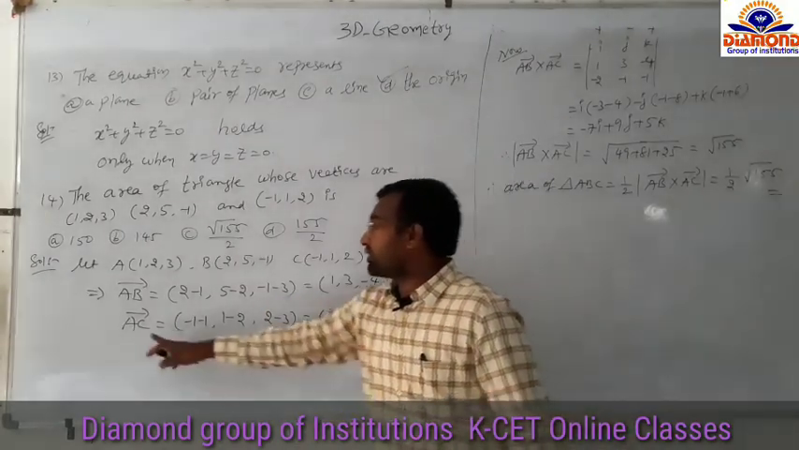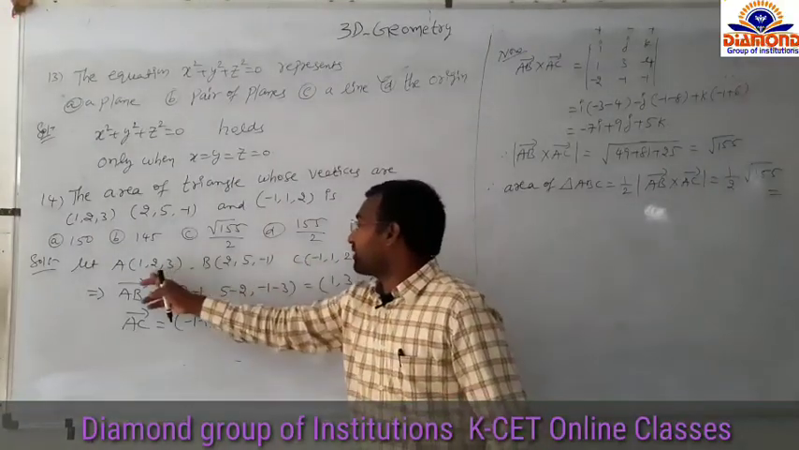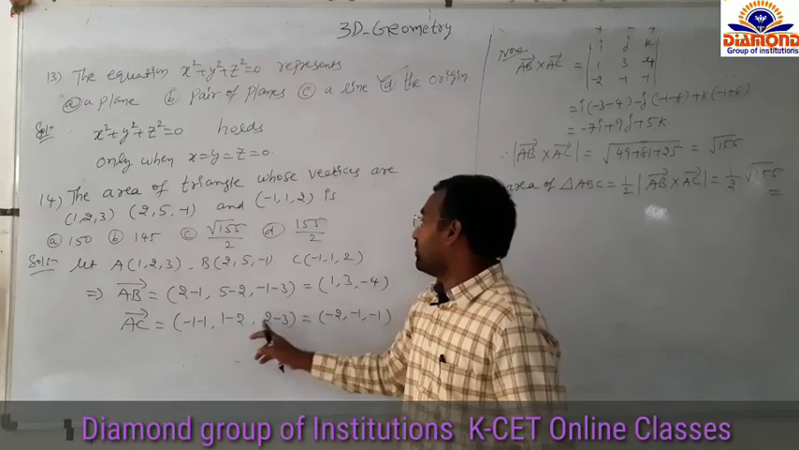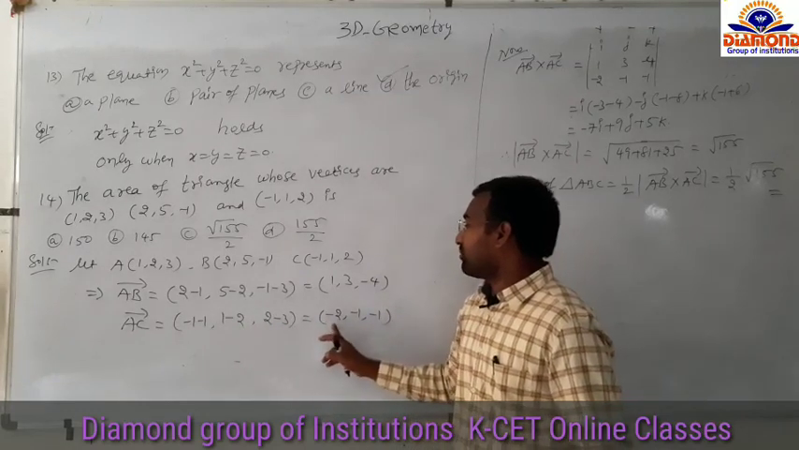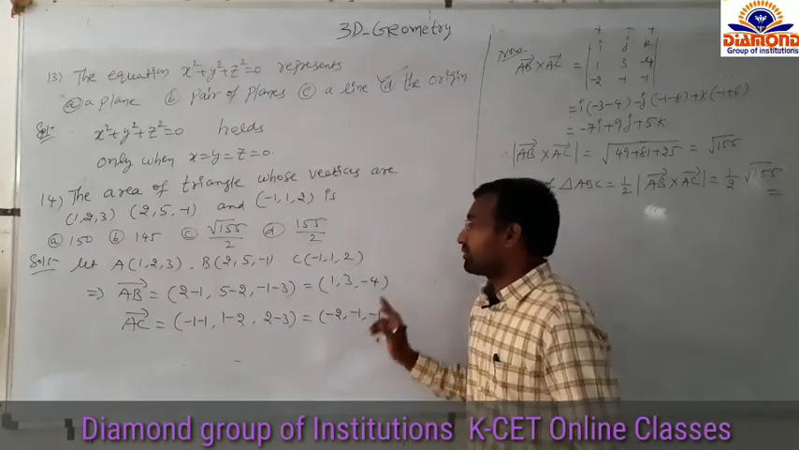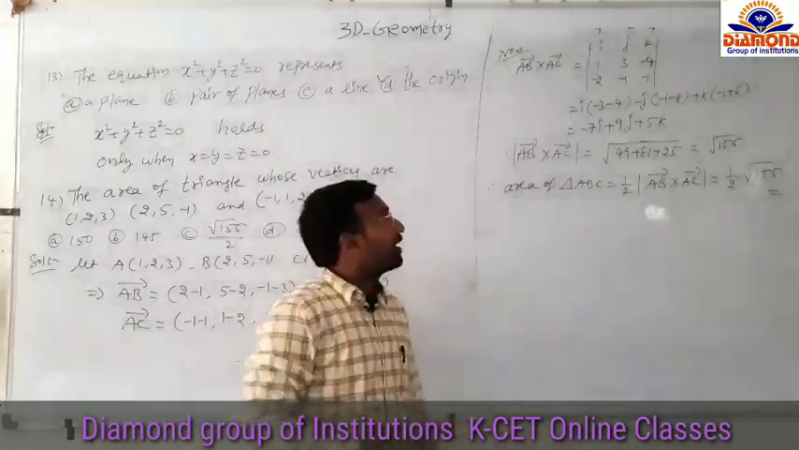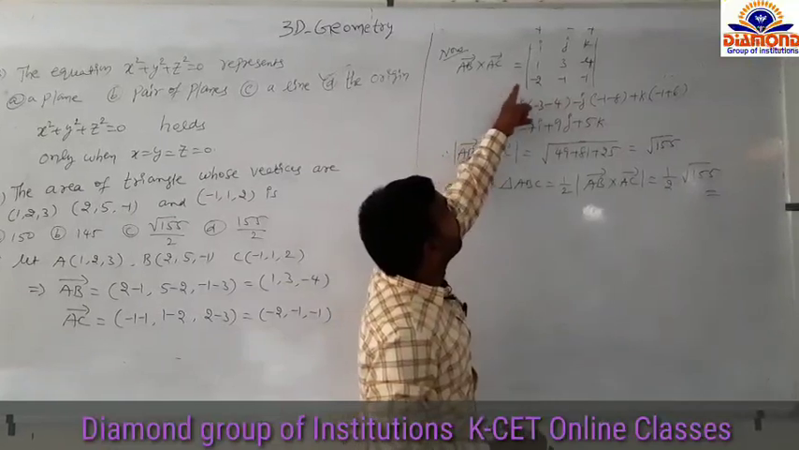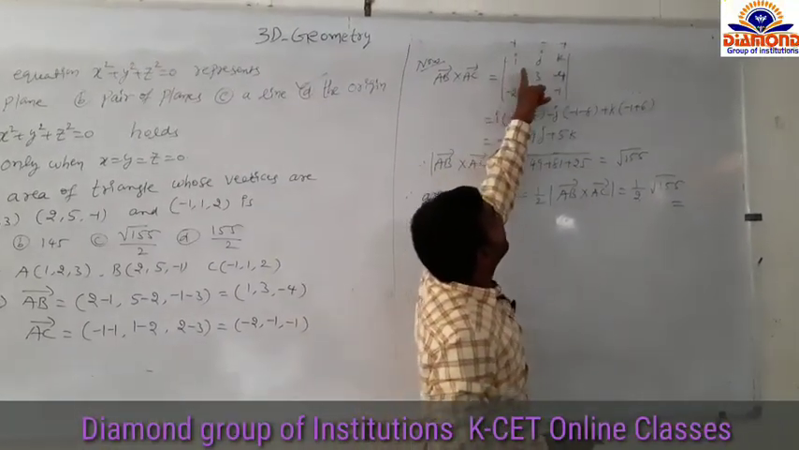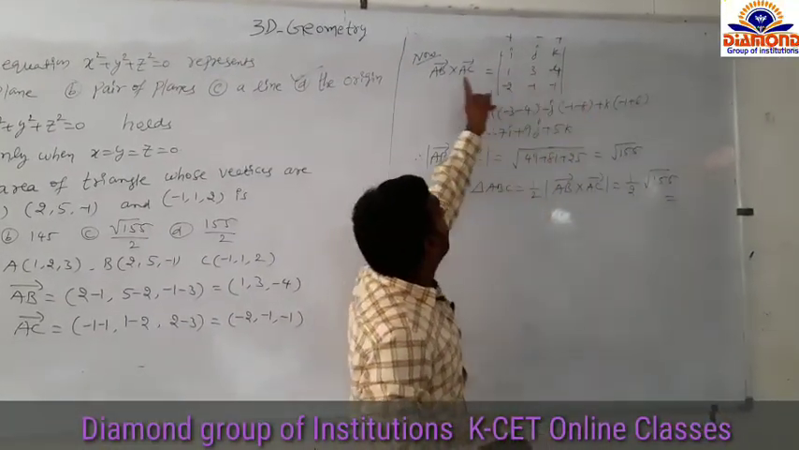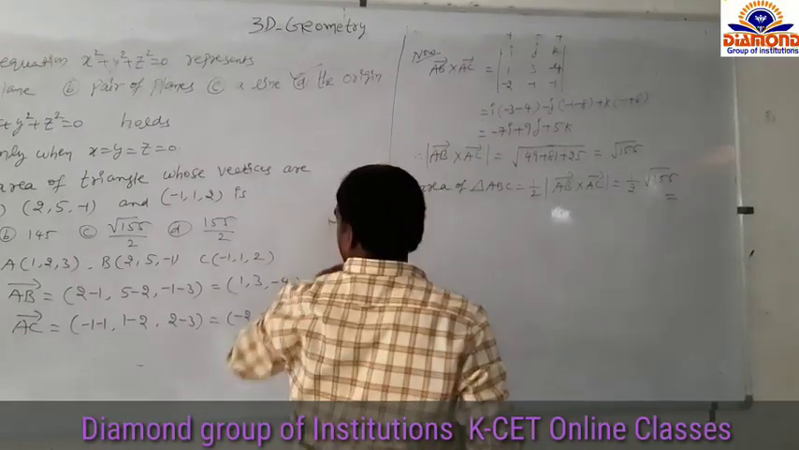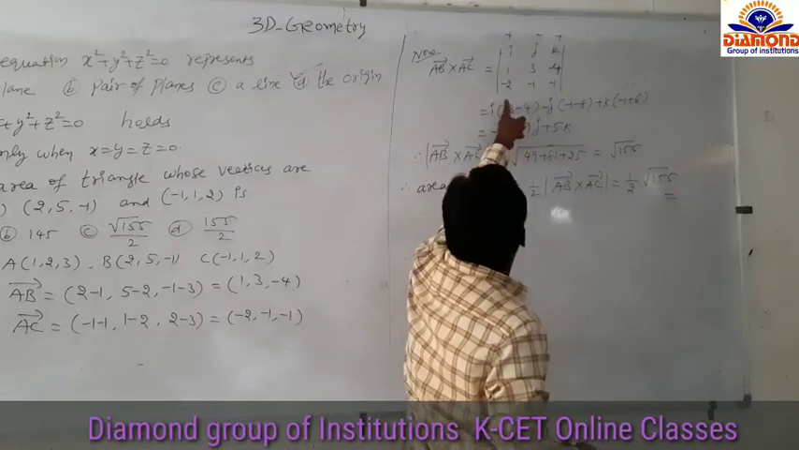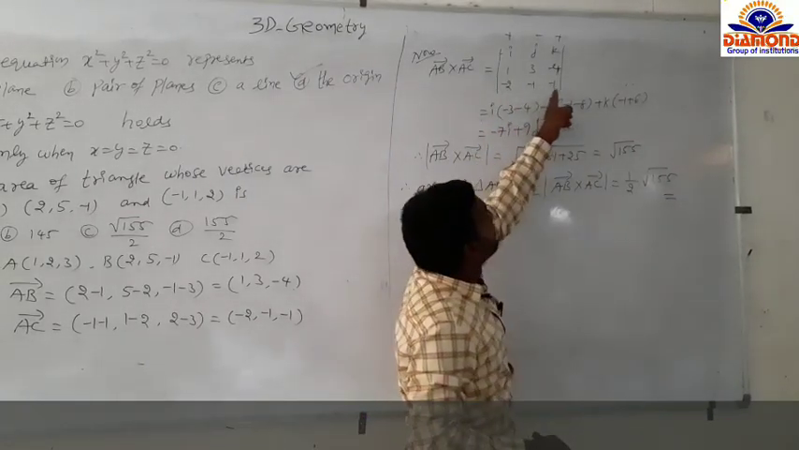Next, similarly, AC. AC is nothing but C minus A. So, minus 1 minus 1, 1 minus 2, 2 minus 3. This equals minus 2, comma minus 1, comma minus 1. So, next calculate AB cross AC. AB cross AC is the determinant of I, J, K, first row, then second row AB 1, 3, minus 4, next AC values, minus 2, minus 1, minus 1.